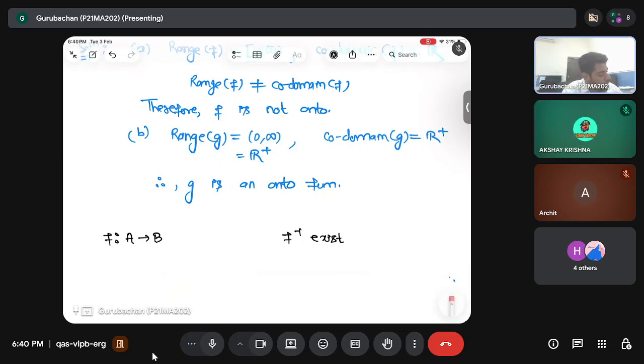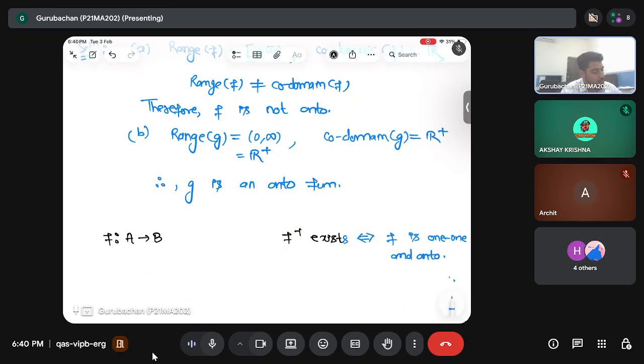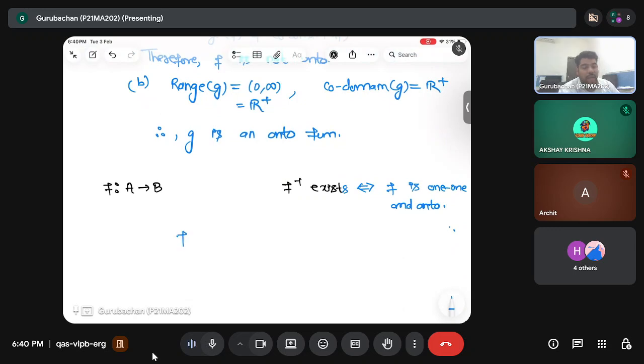So it means f inverse exists if and only if f is one-one and onto. What is the reason? So f inverse meaning what? f inverse of any y is nothing but x. For f of x equal to y, that means f inverse of y is equal to x. So it will happen only when you can guarantee it for any y.